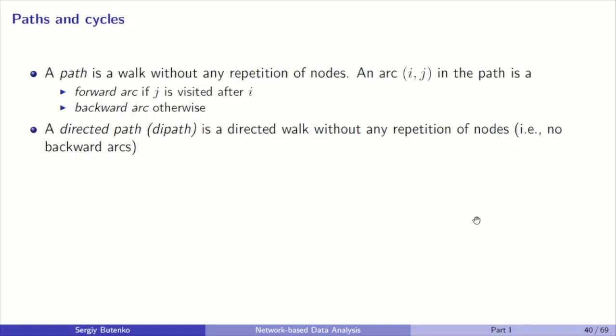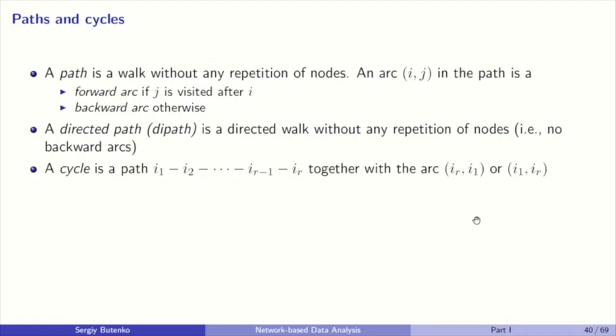So what's the difference between a path and a walk? A path is a walk without any repetition of nodes. So you cannot revisit the nodes in the path. And then an arc (i,j) in the path is a forward arc if you move along the correct direction, and it's going to be a backward arc if you're moving against the direction. Then a directed path, just like a directed walk, would be a directed walk without any repetition of nodes. So you respect all the directions. Different than a walk, you cannot have repeated nodes anymore. Then a cycle is a path that starts and ends in the same node, right?